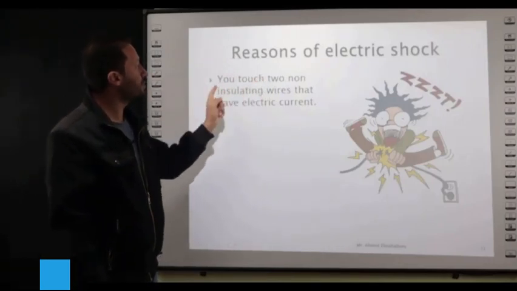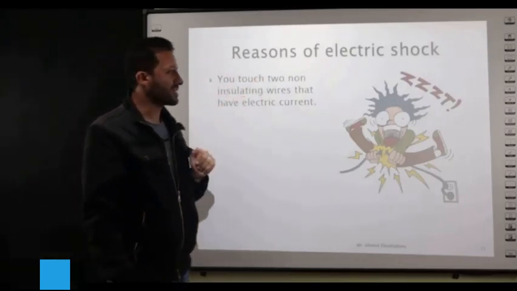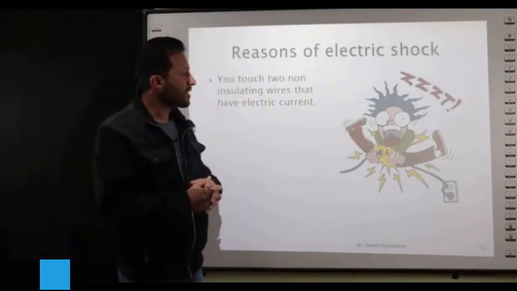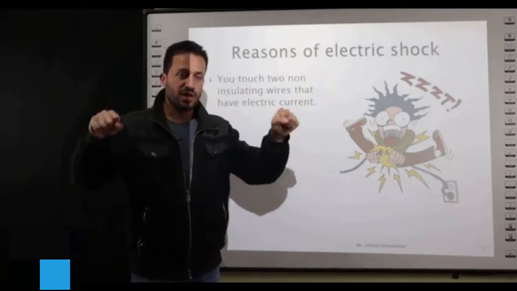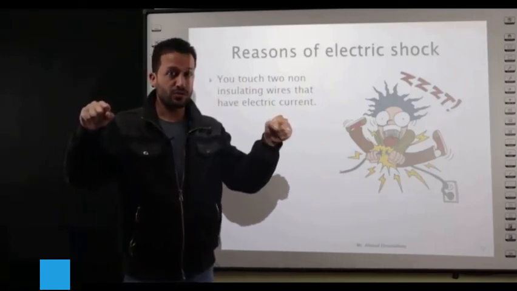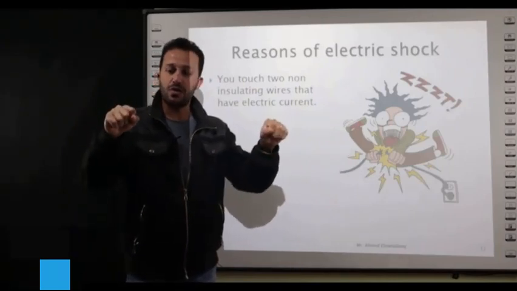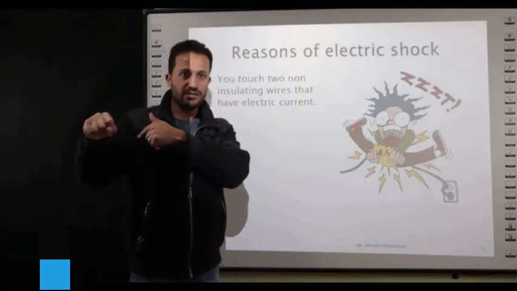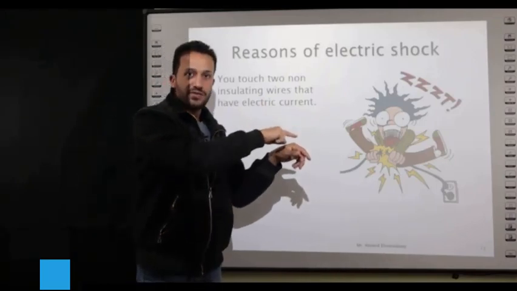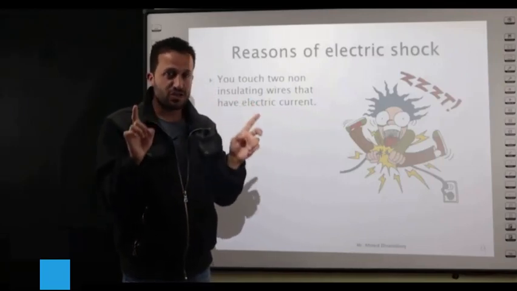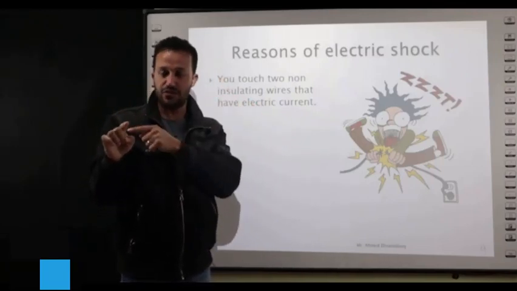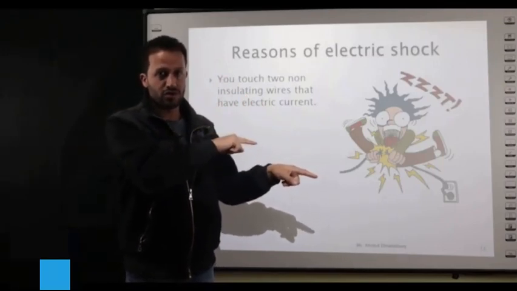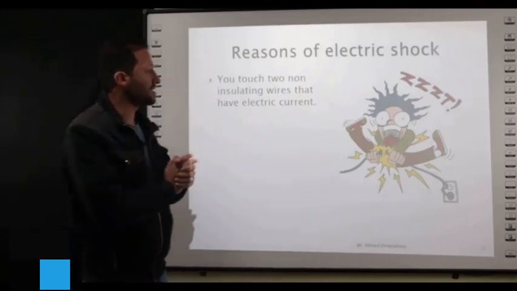Finally, you touch two non-insulated wires that have electric current. Maybe you are wearing plastic shoes, but you touch two non-insulated wires connected to electricity, of course. So electric energy, for example, will move from the right hand and come out to the left hand. So the electric energy found its path. It gets in from a part of my body and gets out from the other part. So in this case, you will have electric shock.